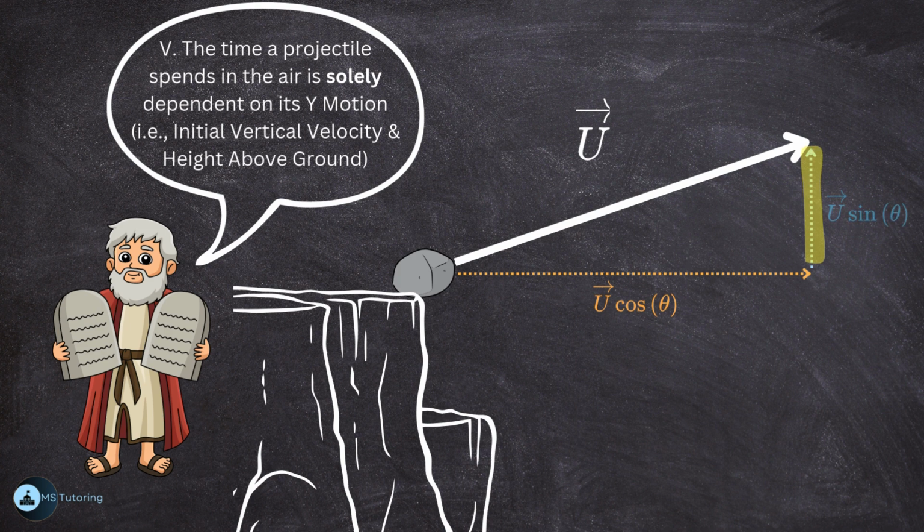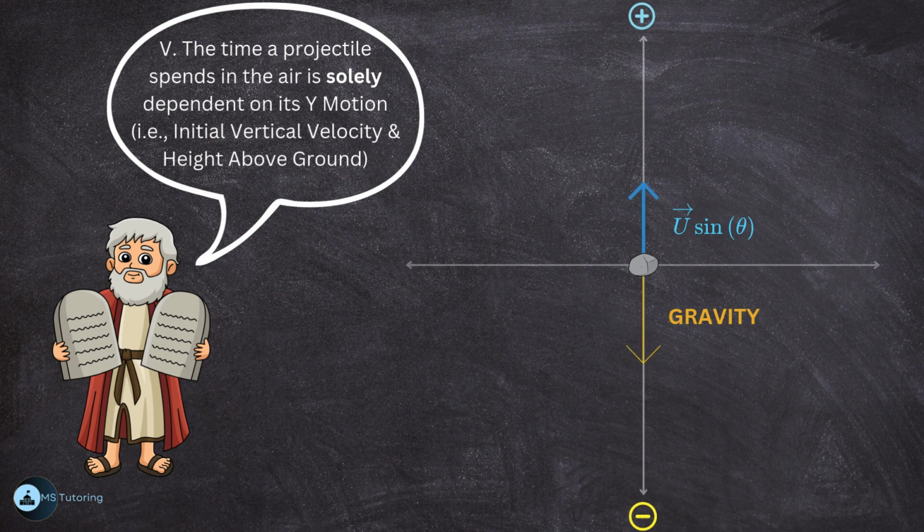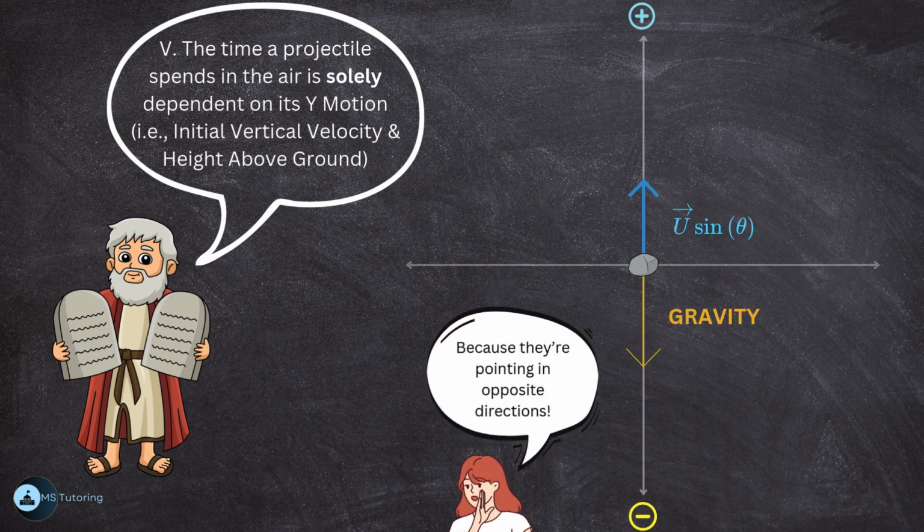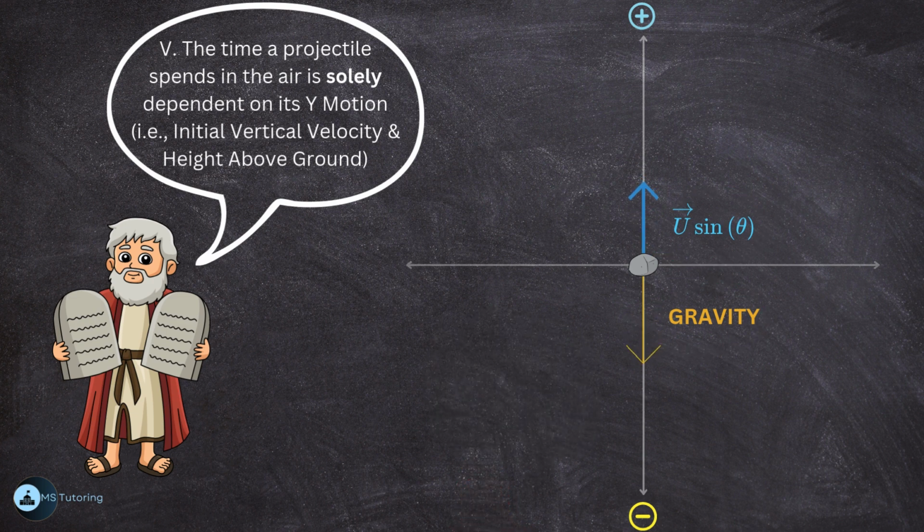So why is it that the time a projectile spends in the air depends only on its Y motion? Well, it's because the Y motion is the one under permanent influence from gravity. Think about it. The vertical component of the projectile's initial velocity runs along the same axis as the vector for the acceleration due to gravity, the y-axis. This means that this component and gravity are constantly competing with one another, and gravity is constantly influencing the projectile's vertical velocity and thus its vertical motion. And the projectile can only keep moving through the air if it still has some altitude.